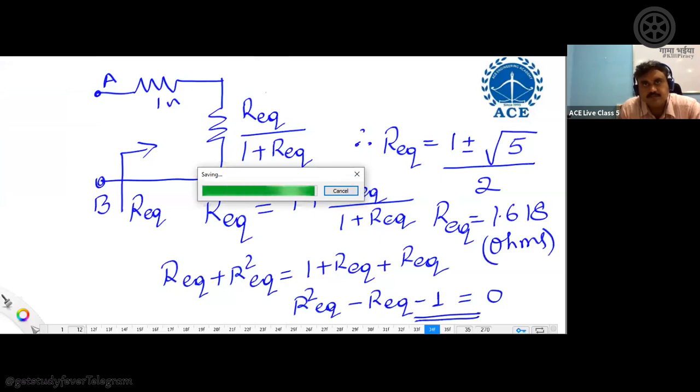Is it clear? R value cannot be negative. So take only one root which comes to be positive. Don't take (1 minus root 5) by 2. Take only (1 plus root 5) by 2. That will be your answer.